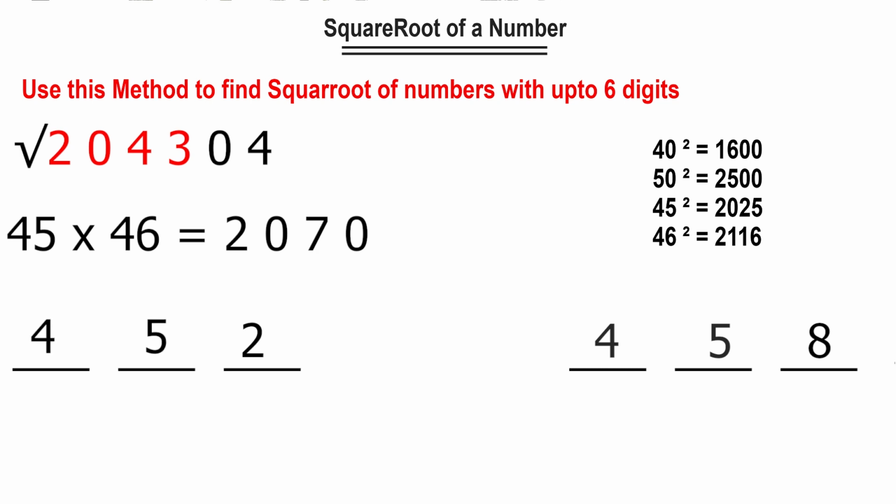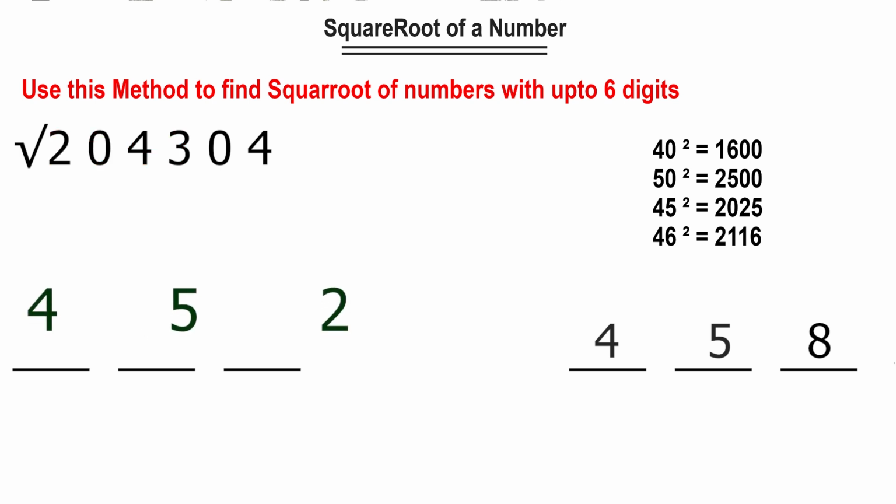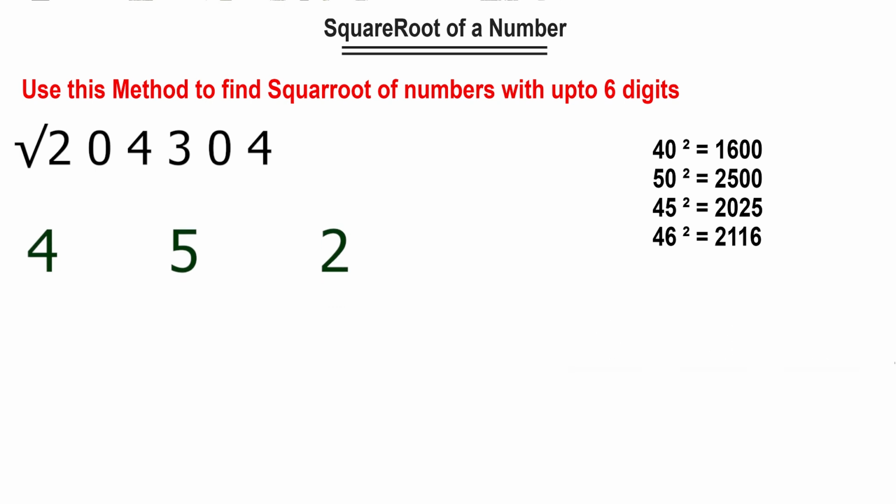One more way where you can multiply 45 by 46, or any number that you will be getting here when you solve the questions, is you just add 45 to 2025. You have already calculated 45 square. Just add 45 to it, you will get the answer. Now, since our number 2043 is less than 2070, the square root of 204304 is 452. That is the smaller of the two numbers.